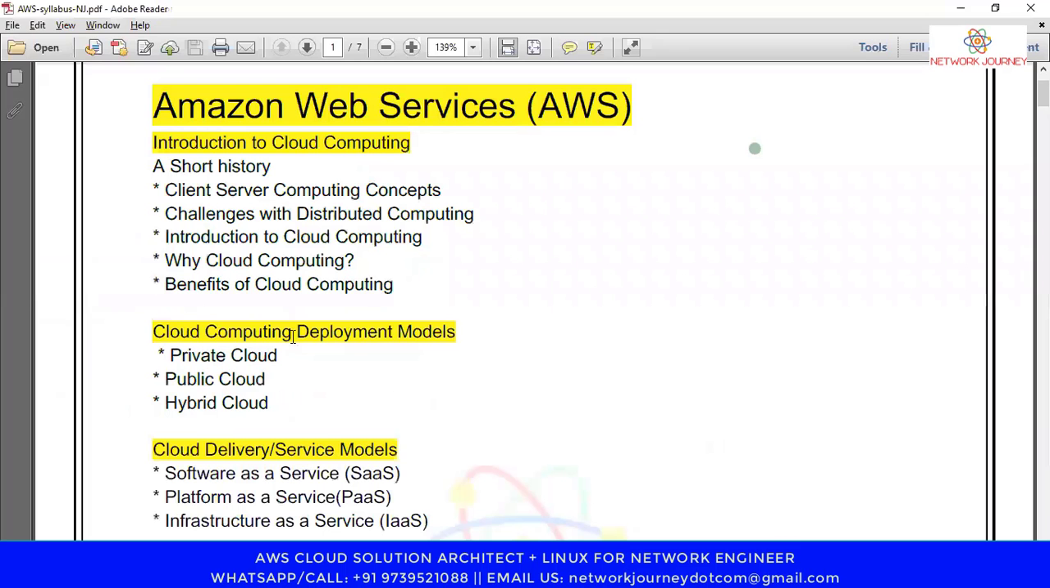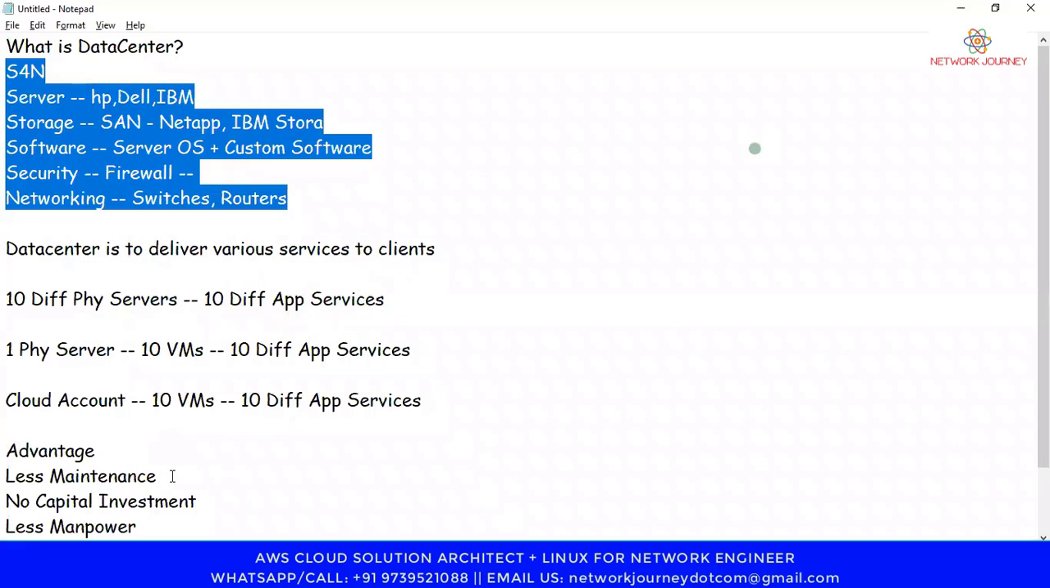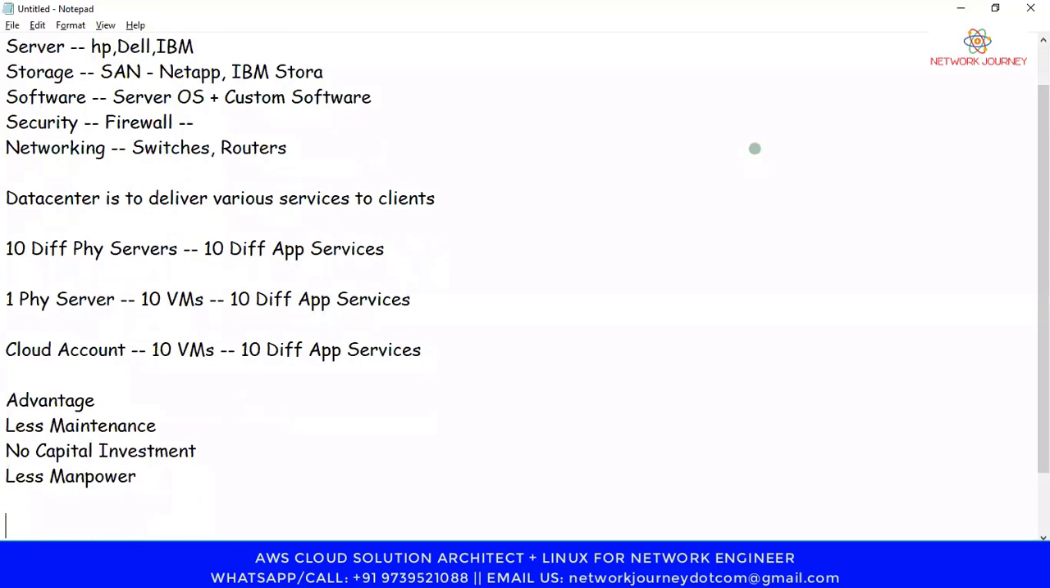Okay, now you got it. What are the points which we discussed? What is cloud computing? Why do we need cloud computing? What are the challenges which we had in on-prem? So finally, I can say what is meant by cloud computing, simply.